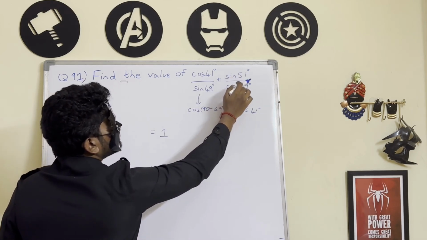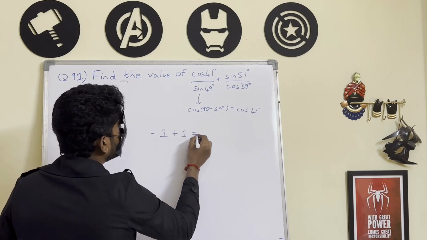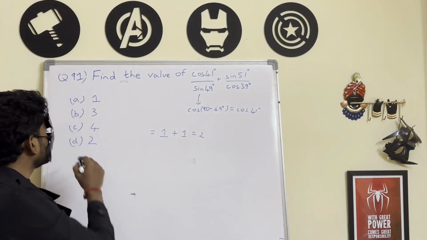So sin 51 by sin 51 will be equal to 1. So 1 plus 1, so the answer will be 2. So here option D is right.